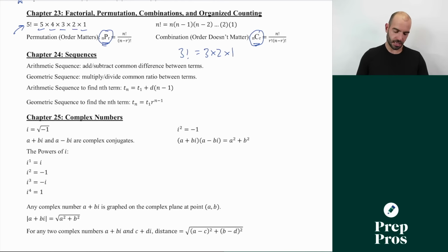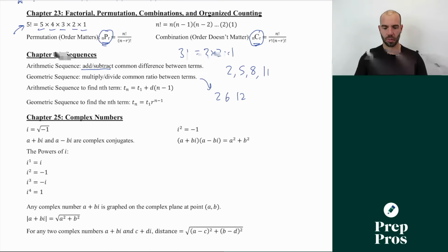All right, arithmetic sequence. Remember, arithmetic sequences are adding and subtracting between common terms. So if I had something like 2, 5, 8, 11, this is an arithmetic sequence. We're adding 3 each time. Geometric is multiplying. So maybe it goes 2, and then 6, and then 12. We're multiplying by 2 each time.